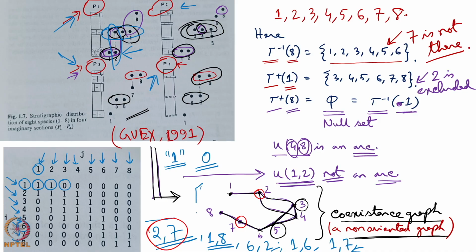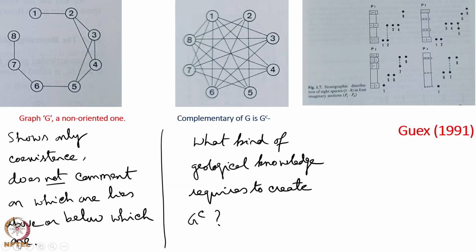So, the graph that I have drawn here is redrawn in this way. Same graph has been drawn. The edge length does not matter. The geometry that is shown by the graph, the diagram, does not matter. Only the connection that is being shown matters. It shows only the coexistence and it does not comment on which one lies above or below which one, that is another point.